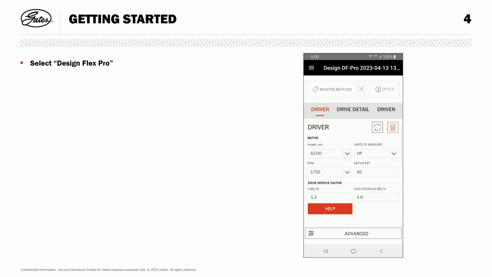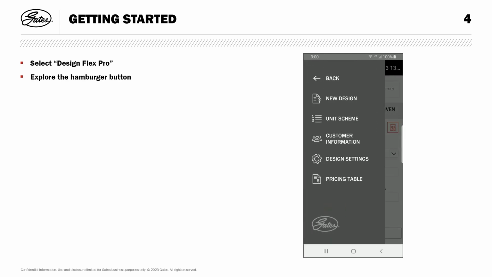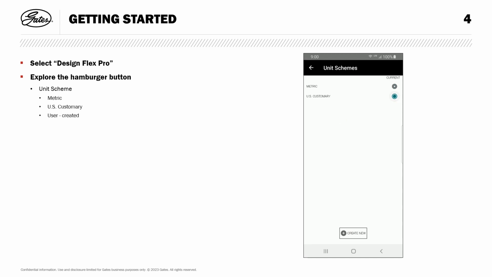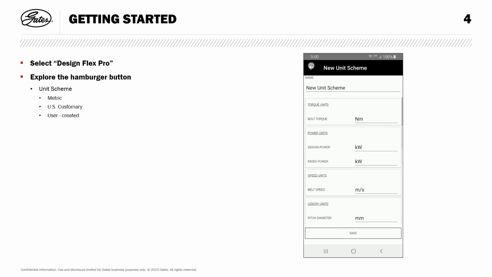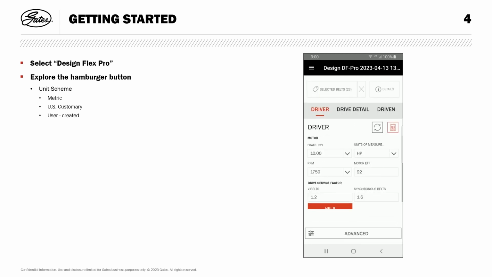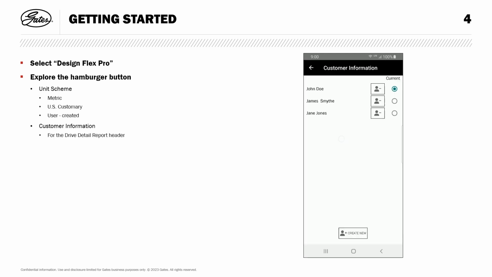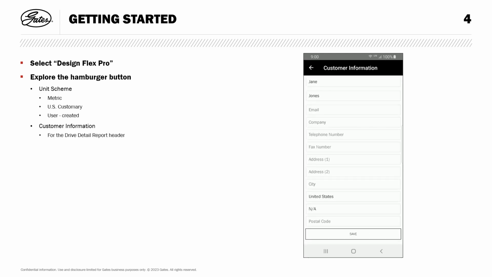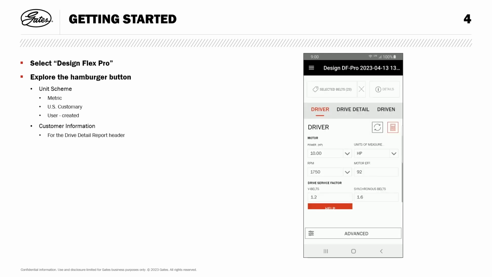One key difference that I'll explore now is the hamburger-style menu button. Here, you'll see some familiar functions from the PC application, including the ability to change the unit scheme among preloaded metric and US customary schemes and any number of user-created schemes. You can also add, edit, and delete customer information to display on your drive detail report header. More to come on that in a few moments.